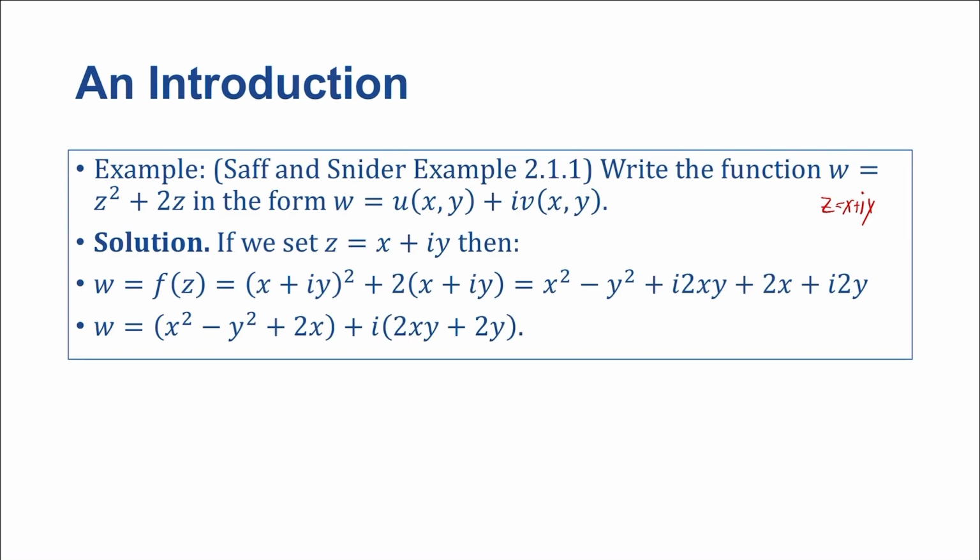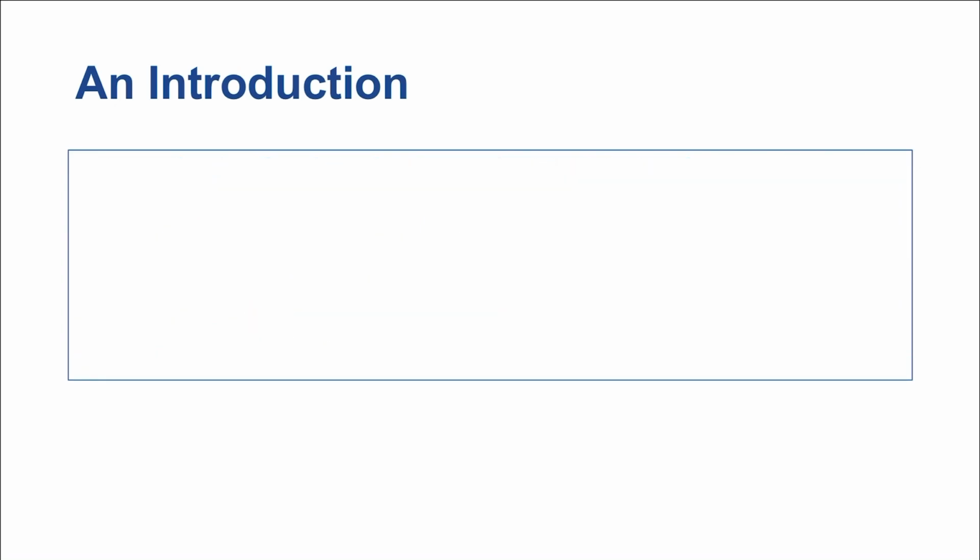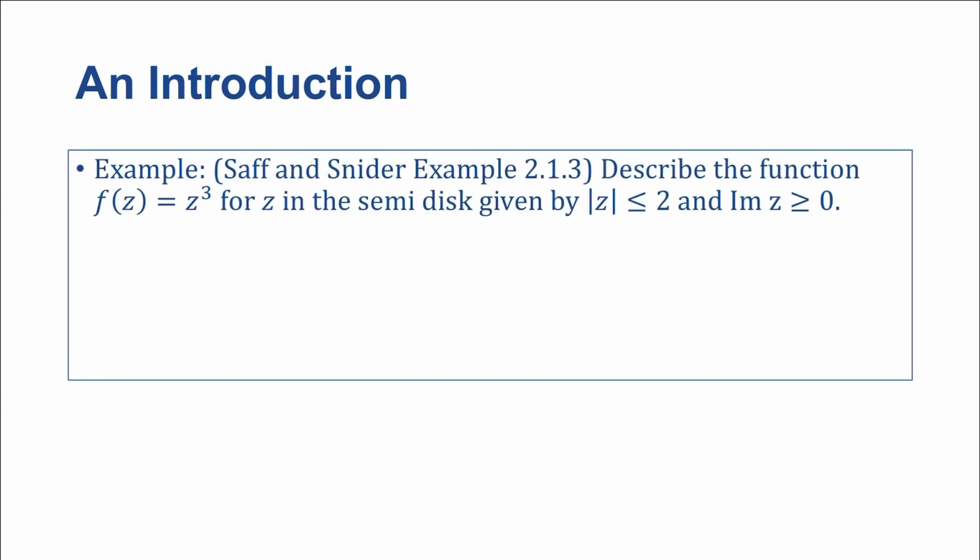Okay, so now let's do another example and try to figure out what these functions really look like or what they do, if that makes any sense. This one is from Saff and Snyder 2.1.3, and for this we want to describe the function f of z equals z cubed for z in the semi-disk given by modulus of z less than 2 and imaginary part of z greater than 0. Okay, so we need to draw this out. It's almost always helpful in math to draw things out.